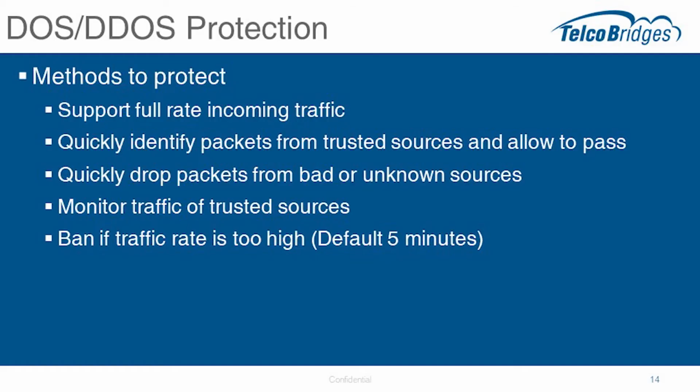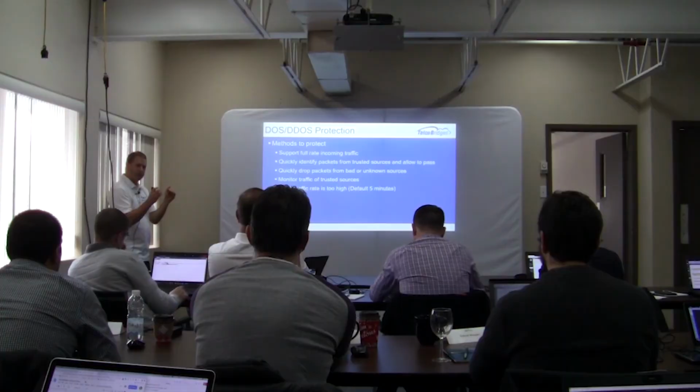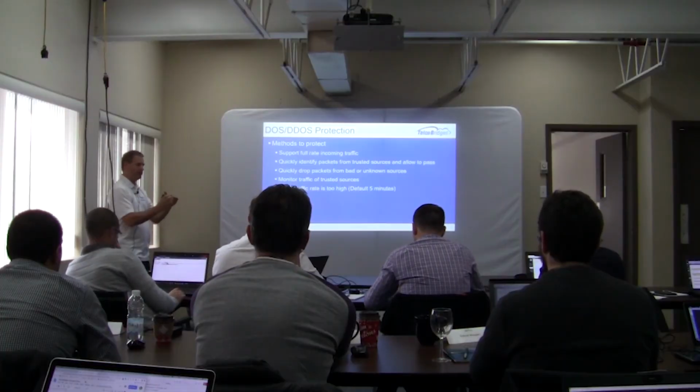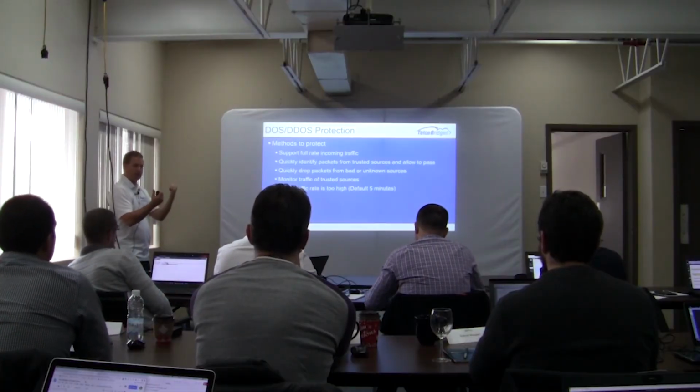So how do we protect against these types of attacks? One is we need to support full rate incoming traffic, to inspect each of the packets that are received and validate if they're good or not. We need to quickly identify the ones that are valid and say, you're good, and quickly identify the ones that are bad and drop them right away. That's why we do that in TBrouter, as close as possible to the network interface, when we receive the packets, in or out.